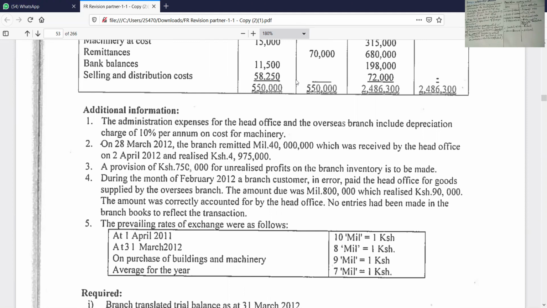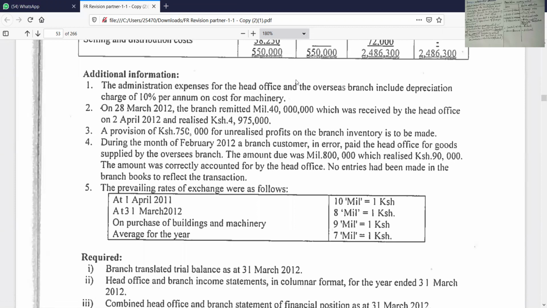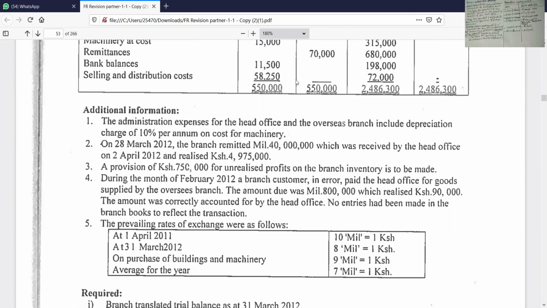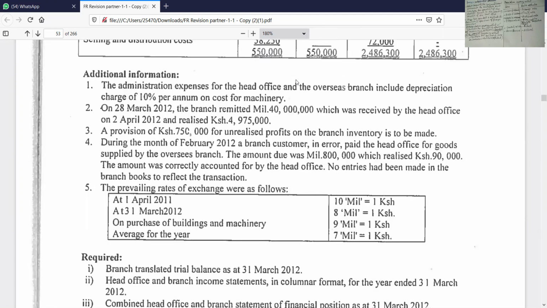On 28 March 2012, the branch remitted 40,000 milli, which was received by the head office on 2nd April 2012. You can see that our financial year ends 31st March, so they were never received by the end of the year. They were received on 2nd April, some 2 days after the end of the financial year. So this cash, which was in milli, was in transit by the end of the year. That is cash in transit. There's a provision given there of 750,000.